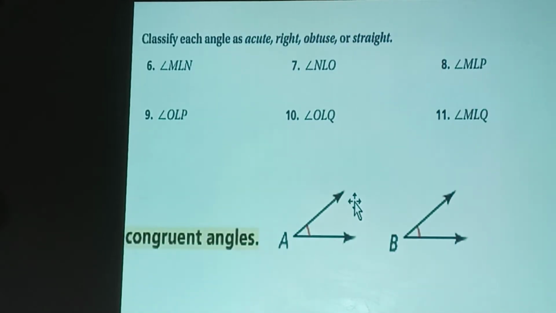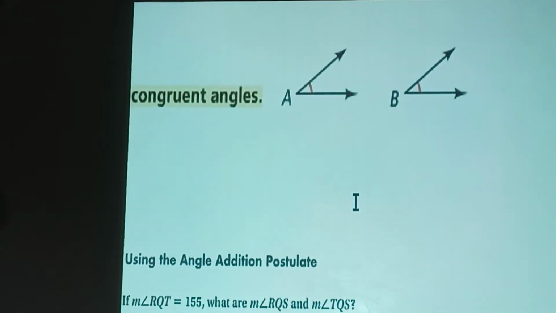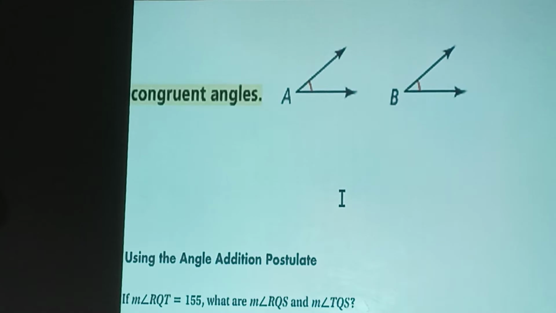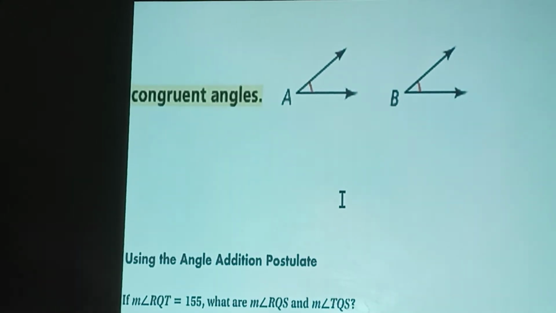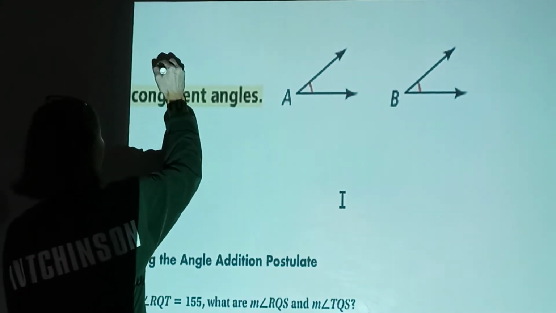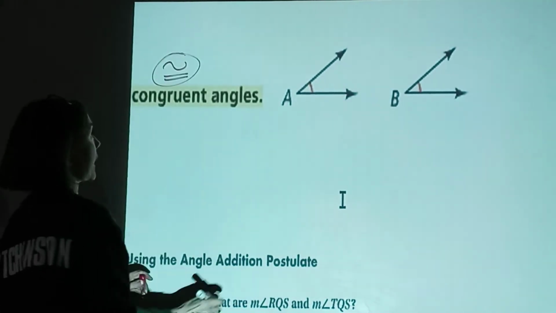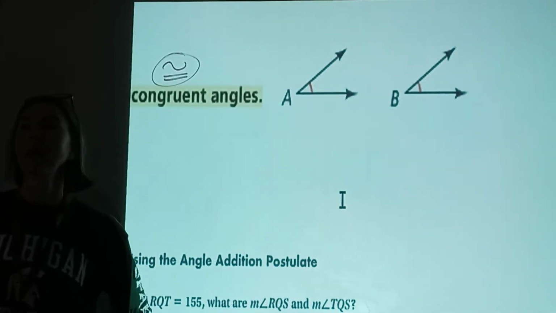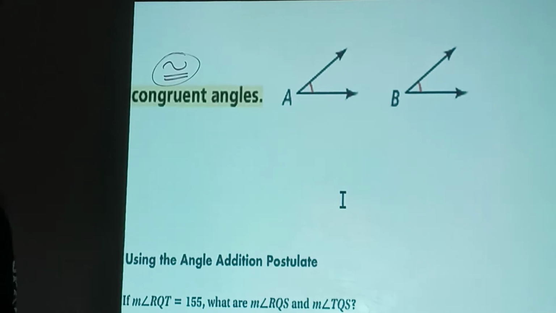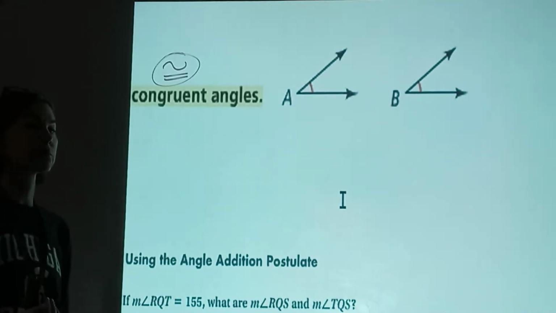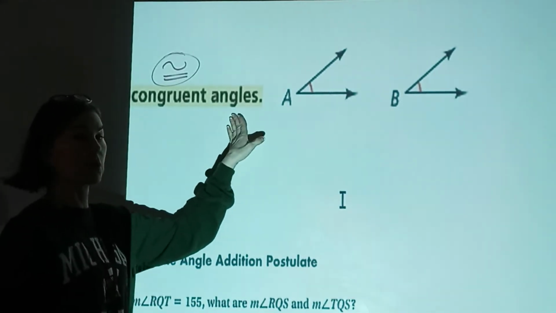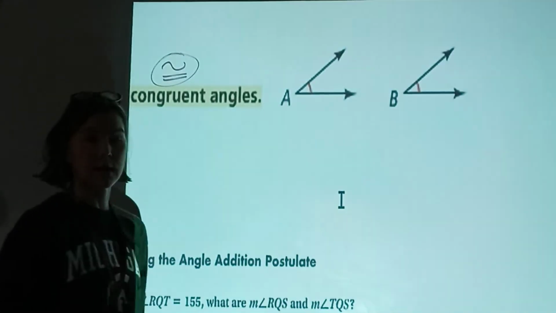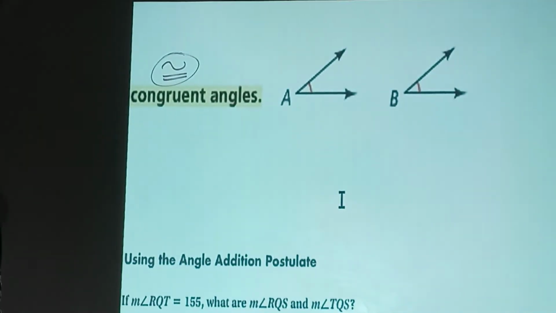And now we're going to talk about congruent angles. So everyone, go ahead and draw that. Congruent angles. Just like we talked about congruent segments, the squiggly with the equal to symbol underneath it. And we talked about congruency markings. So write congruent angles and draw it.